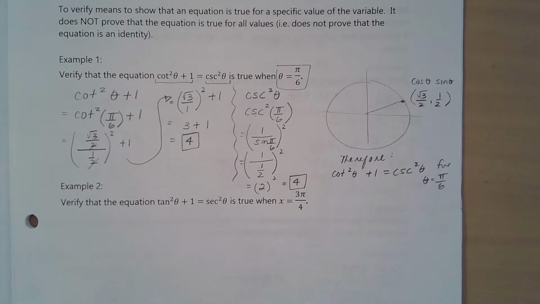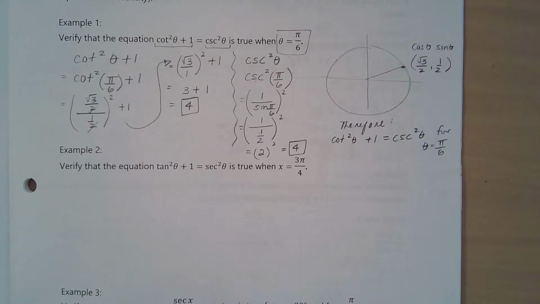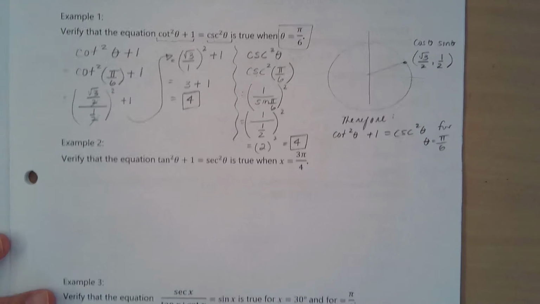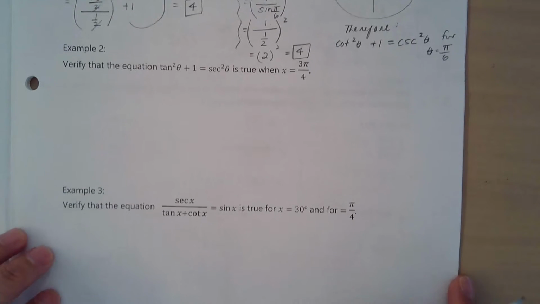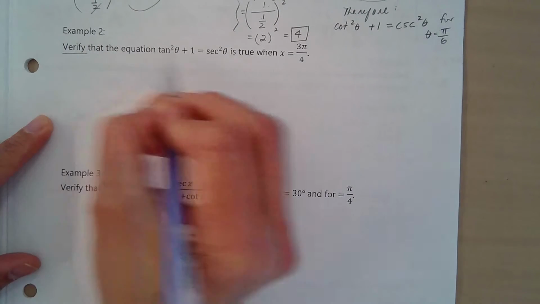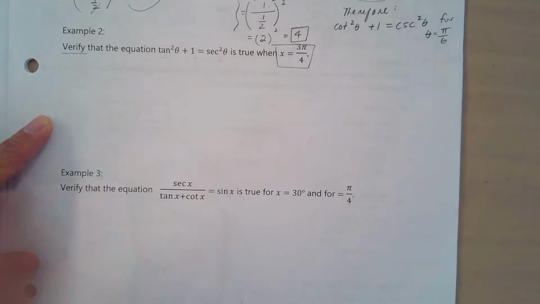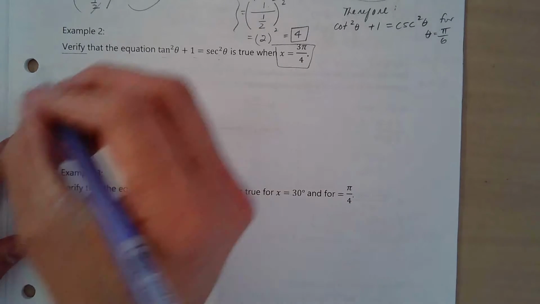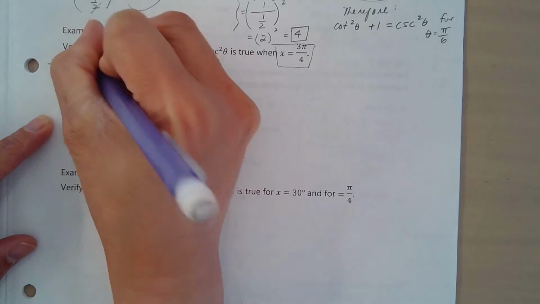Good. Now let's take a look at example number 2. Any questions there? You okay? Let's take a look at example 2. What are we trying to verify? We're going to try to verify if this is true for this particular value. Is it true for that value? Let's see. First, tan squared theta plus 1.